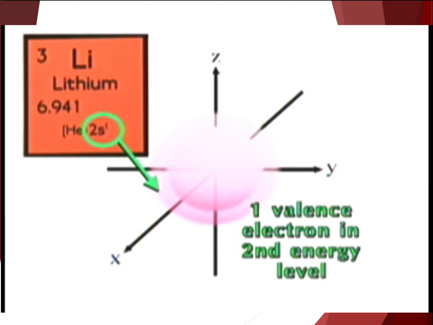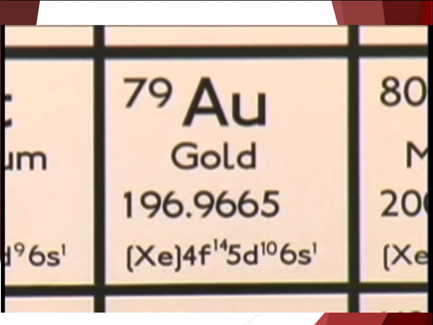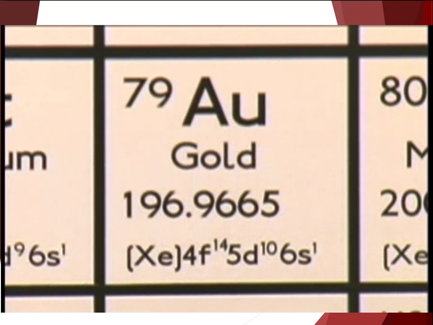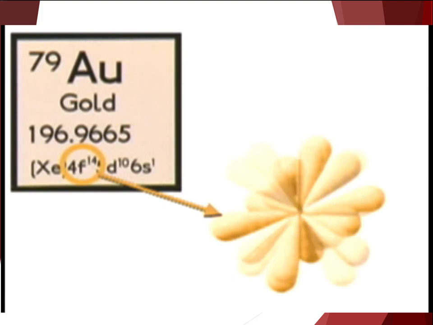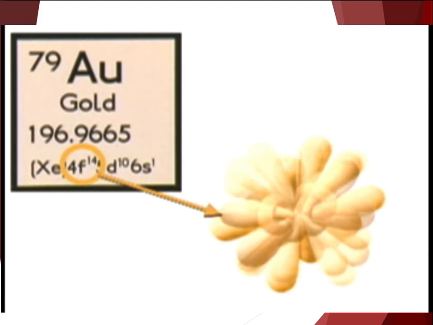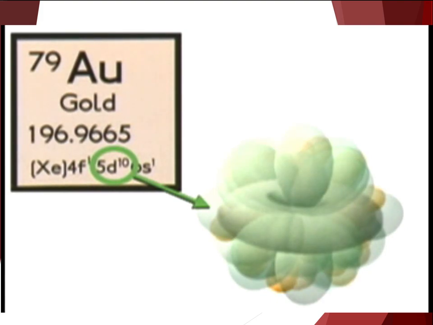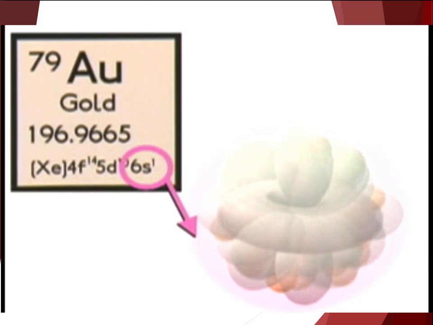Reading electron configurations takes some practice. Let's read one more: gold. The inner energy levels have the same configuration as the noble gas xenon, whose symbol is Xe. The valence electrons are the following: 14 electrons in the 4th energy level in f orbitals, 10 electrons in the 5th energy level in d orbitals, and 1 electron in an s orbital in the 6th energy level.